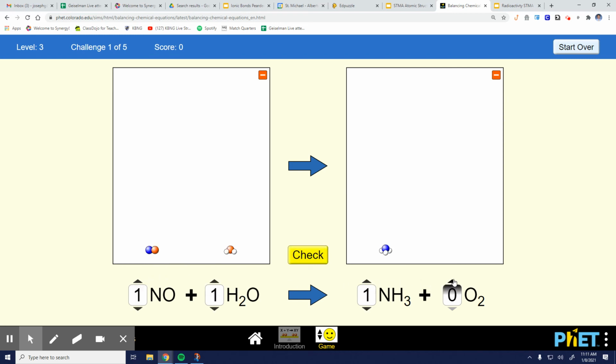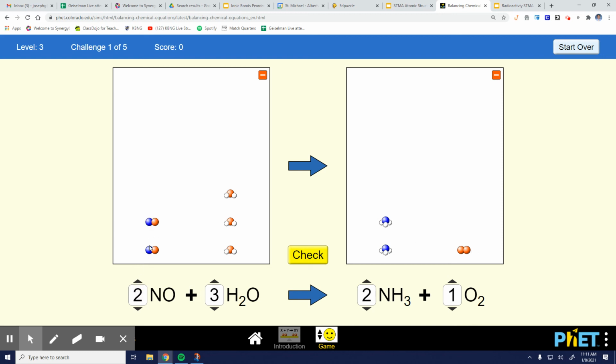So, for example, I have 1 nitrogen on this side. I have 1 nitrogen on this side. That works. I have 2 oxygen on each side. That works. But I have 2 hydrogens on one side and 3 hydrogens on the other. I'm going to have to make some changes. Well, if I do 6 hydrogens, I can get 6 hydrogens over here. That gives me 4 oxygens and only 2 over here, but it also gives me 2 nitrogens.